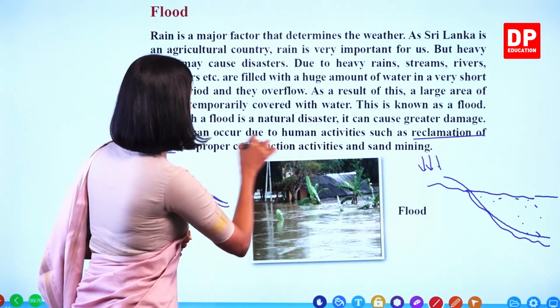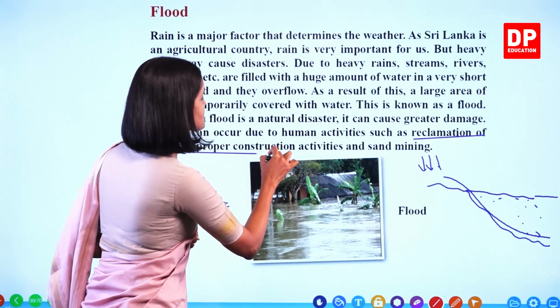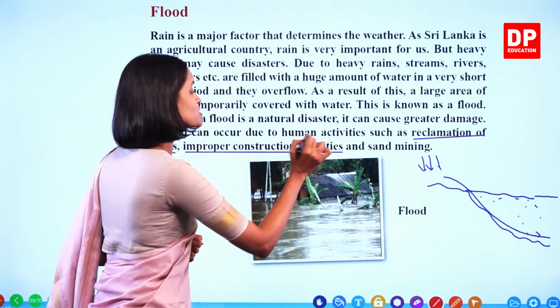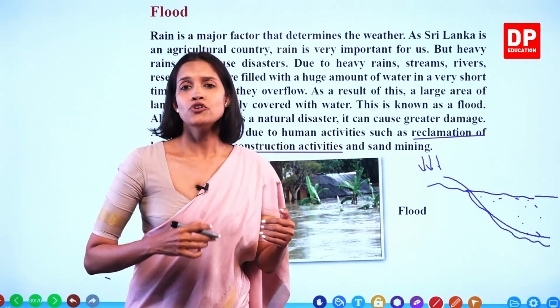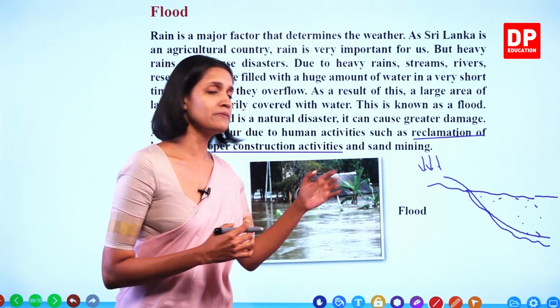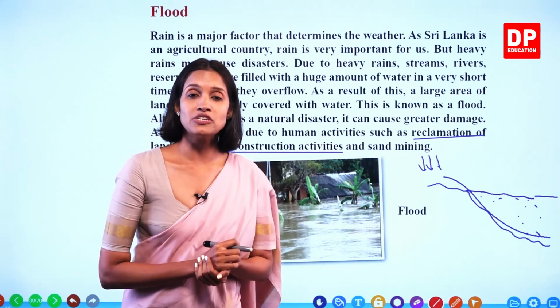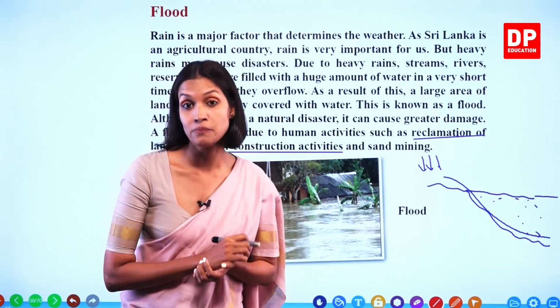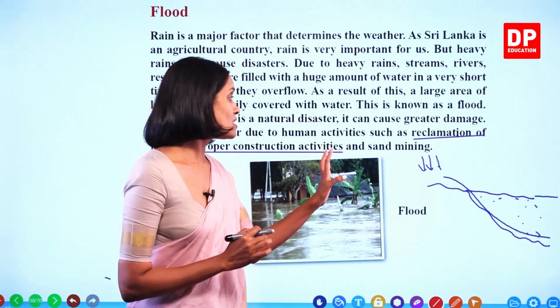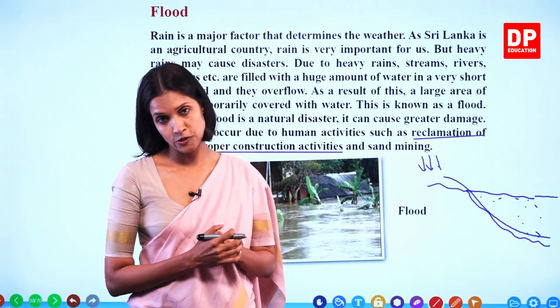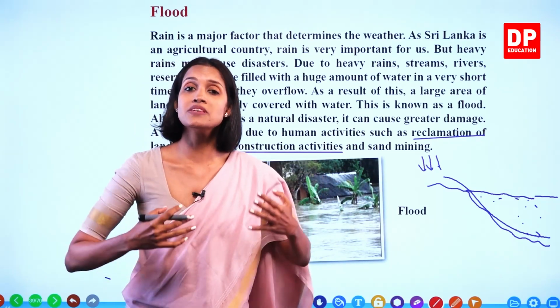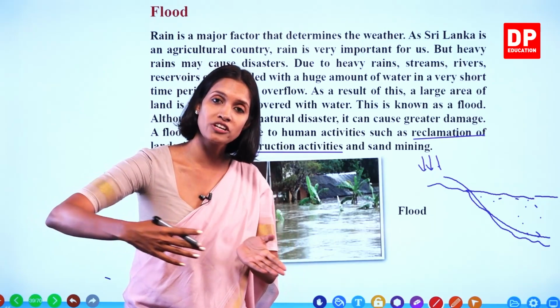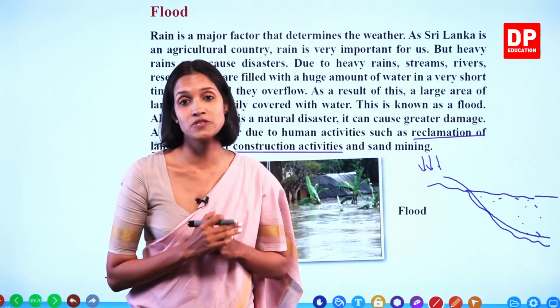Improper construction activities. Give me an example for improper construction activities, children. You all know that some people, without any permission, they just build houses. They just put up houses and other buildings. Sometimes they might block the drainage systems as well. So drainage systems are very important. The excess water flows through the drainage systems, right?